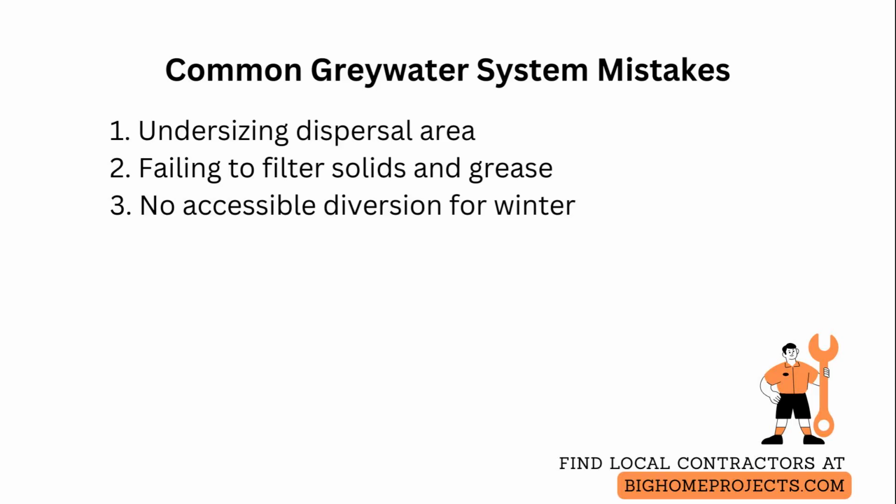People often forget to include an accessible diversion or bypass for winter or heavy rains, so install an easy-to-reach valve and label it clearly so you can send greywater to septic when needed.